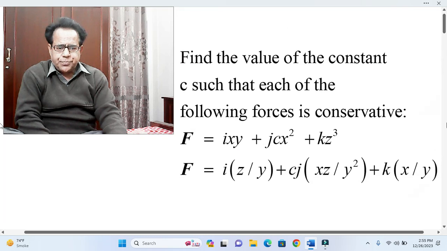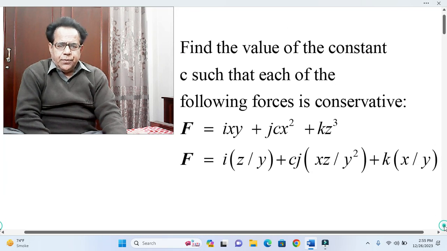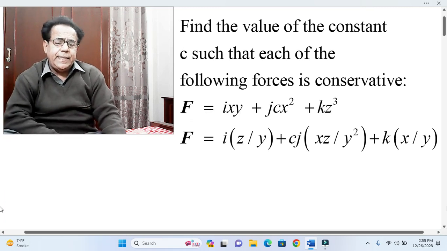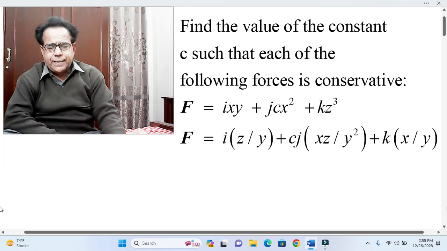Find the value of the constant C such that each of the following forces is conservative. First, F equal to i xy plus j Cx squared plus k z cubed. Second force, F equal to i z over y plus j (C xz over y squared) plus k x over y.